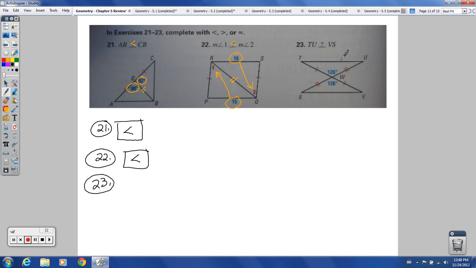23. TU is what compared to VS? So if they're both the same, which is the case here and here, this angle is the same as this angle, they're both 126, that means the sides across from them should also match up. They should be equal to each other. So this would be filled in with an equal sign. So 23 should look like that.